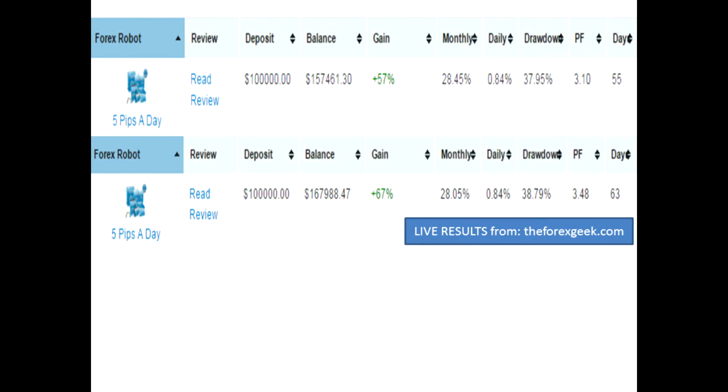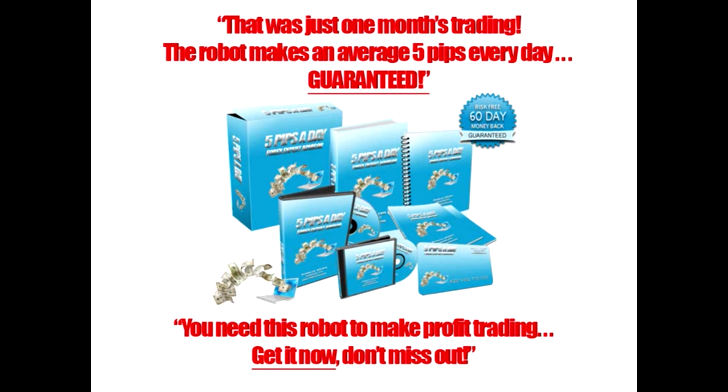This is a live account being tracked at theforexgeek.com. And as you can see, the top row there is at 55 days. And we actually were able to go back and get it about 8 days later at 63 days. This was a $100,000 deposit account. And as you can see, it's already gained 57% at 55 days and then 67% by the 63rd day. That's just incredible results. And I thank you for watching this review of 5 pips a day.